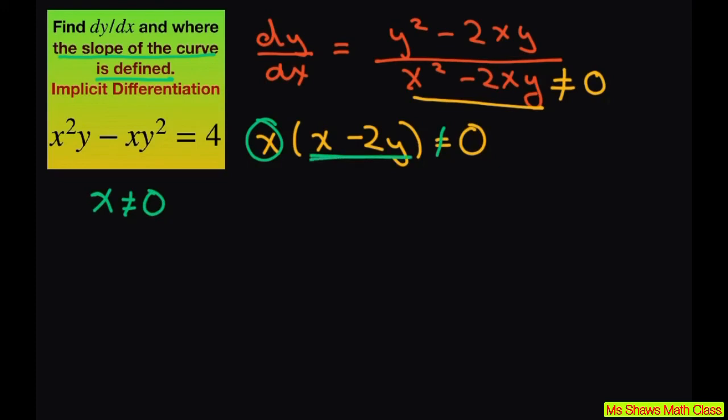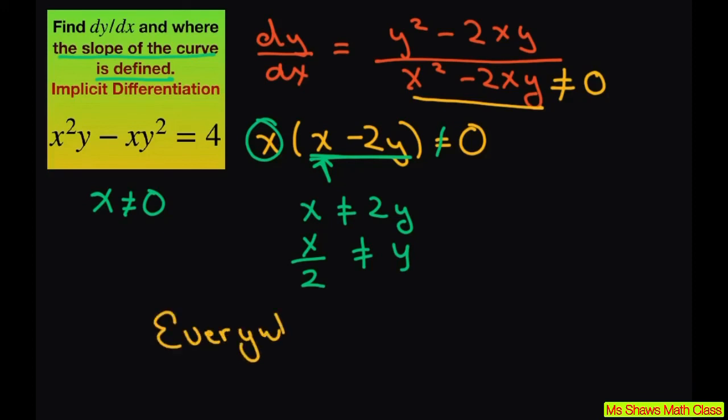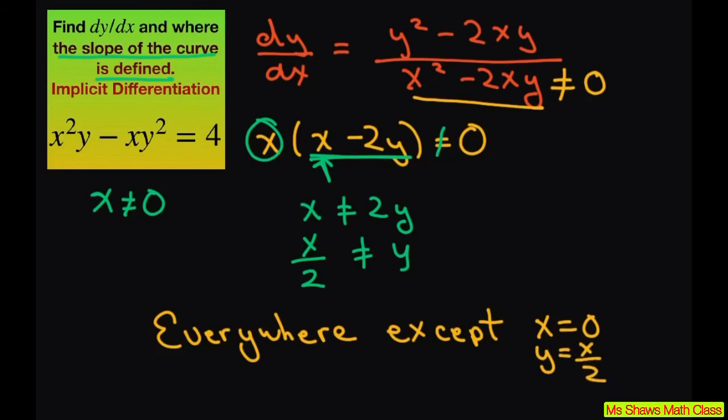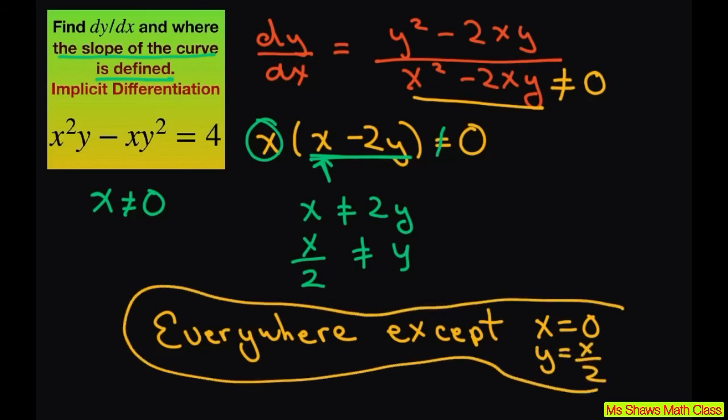And for this piece, we need to do what our y can't be. We already know our x can't be 0. So we have x equals 2y. Let's go ahead and put not. So y cannot equal x divided by 2. So where is the curve defined? The slope of the curve is defined everywhere except x equals 0 and y equals x divided by 2. If you plug those in, you'll get 0 in the denominator, and that's not defined.